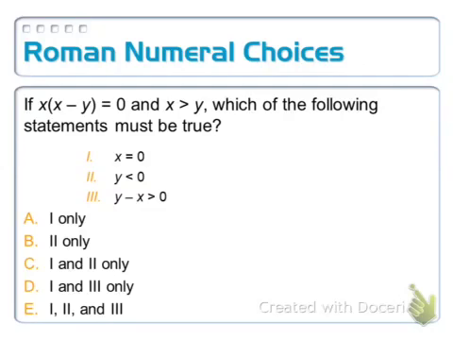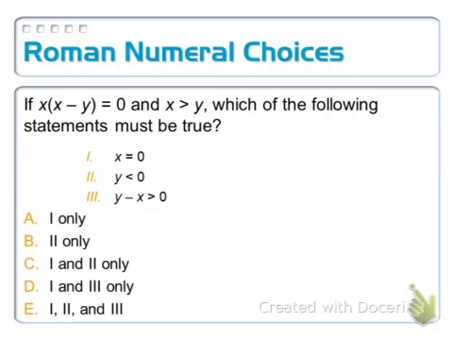So the question is, if x times (x minus y) is equal to 0 and x is greater than 0, which of the following statements must be true? And so we have three of these answer choices. Number 1, x is equal to 0. Number 2, y is less than 0. And number 3, y minus x is greater than 0.